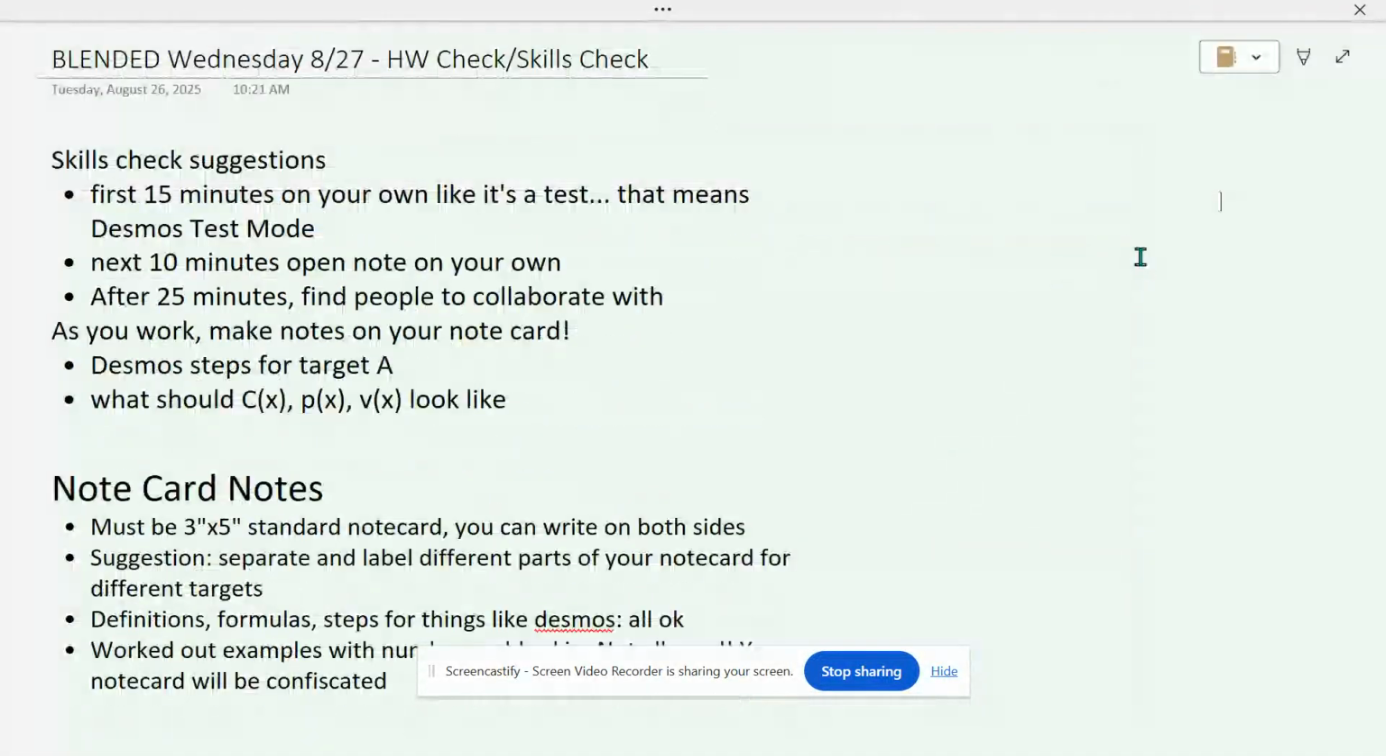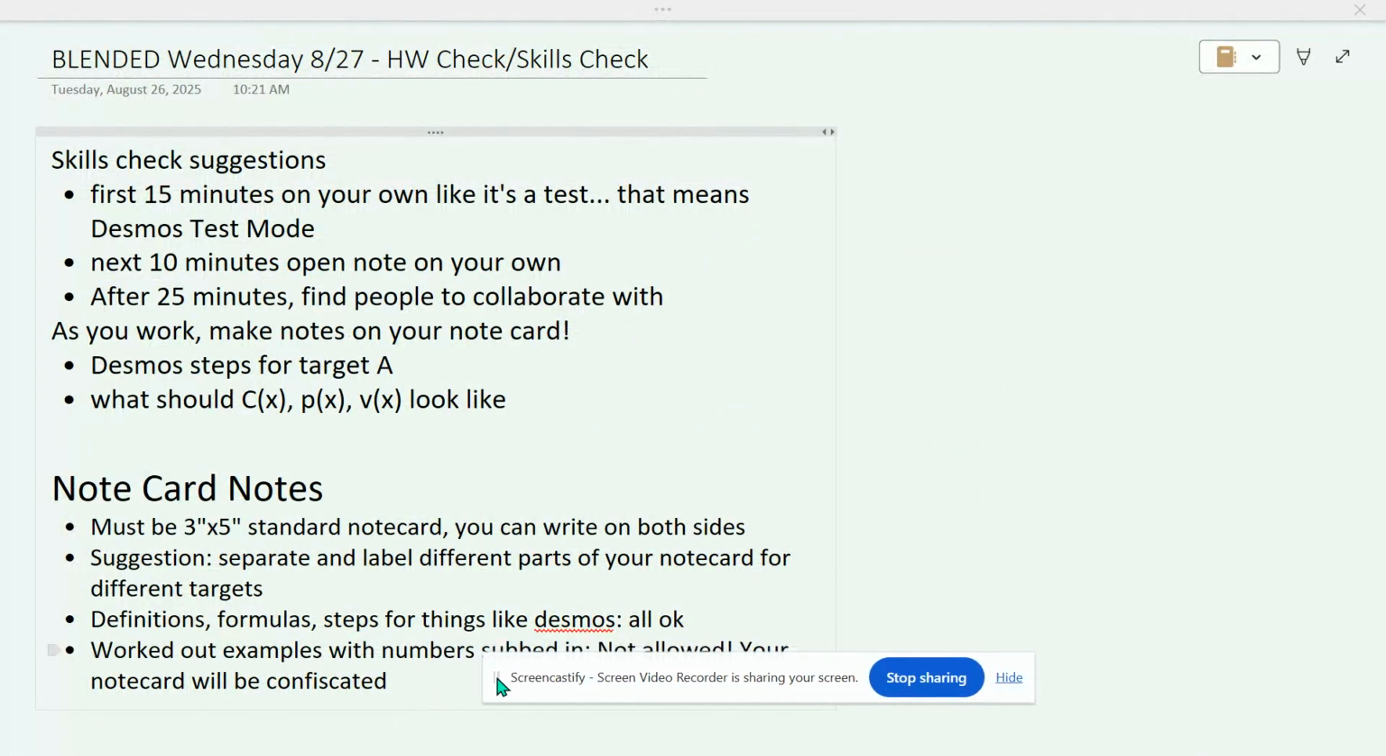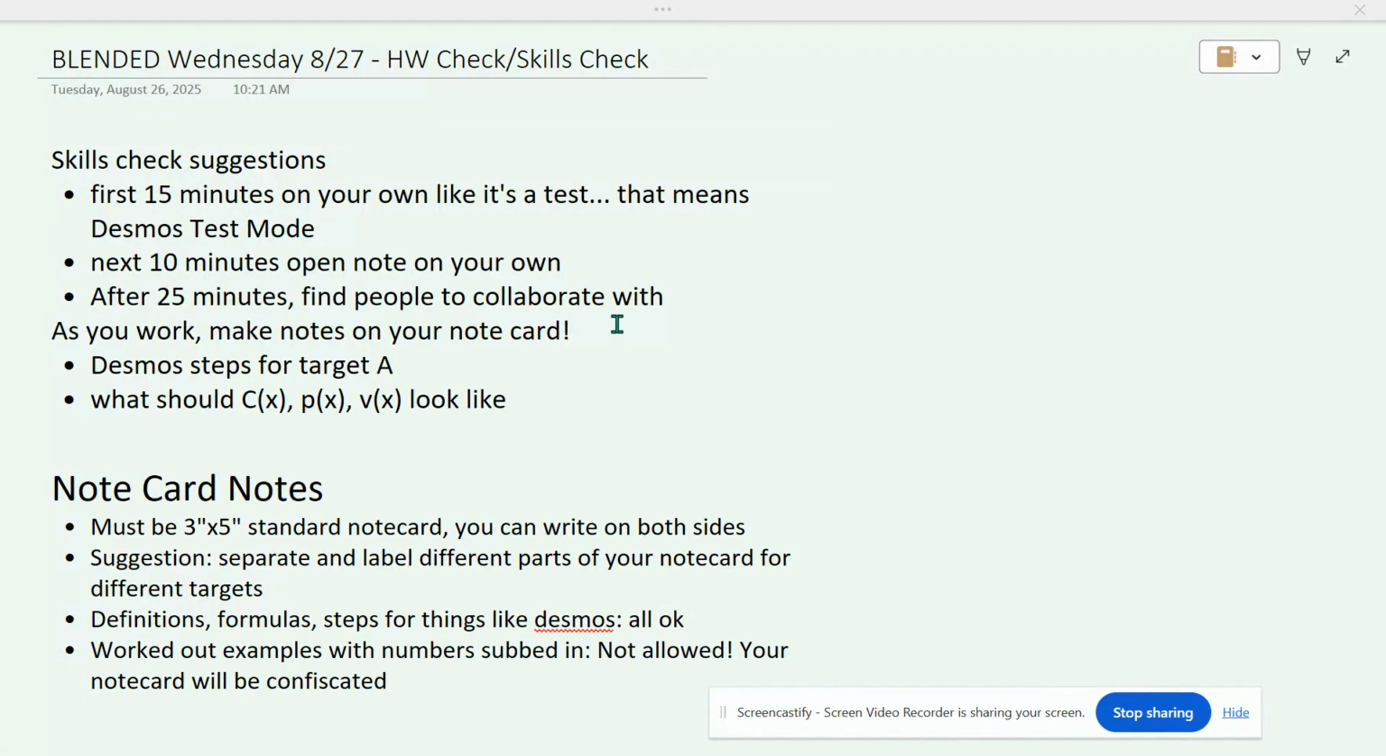Alright, blended BPC students, here is what we have for today. I'm going to show you how to access the skills check. My suggestion for the skills check: spend the first 15 minutes on it treating it like it is the test.